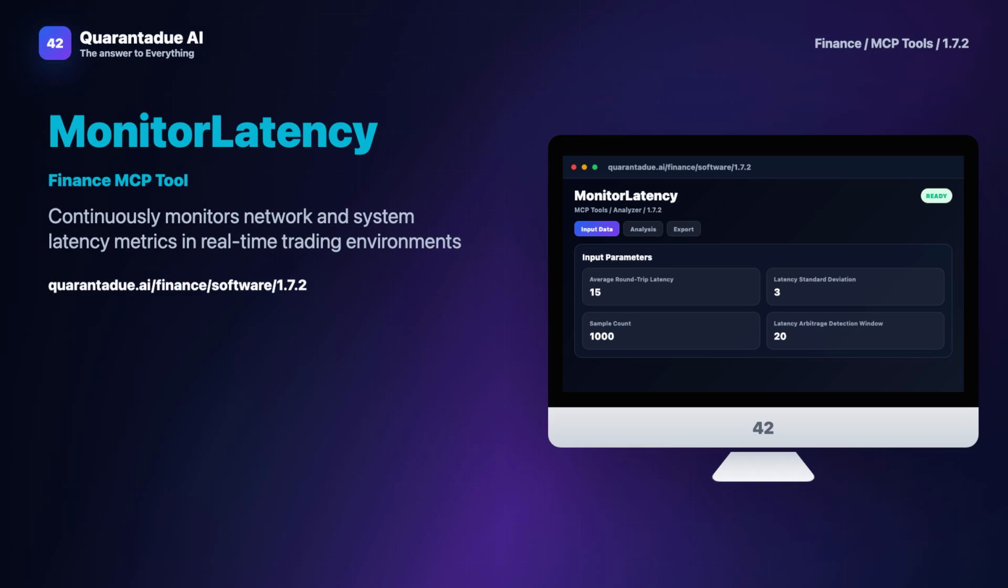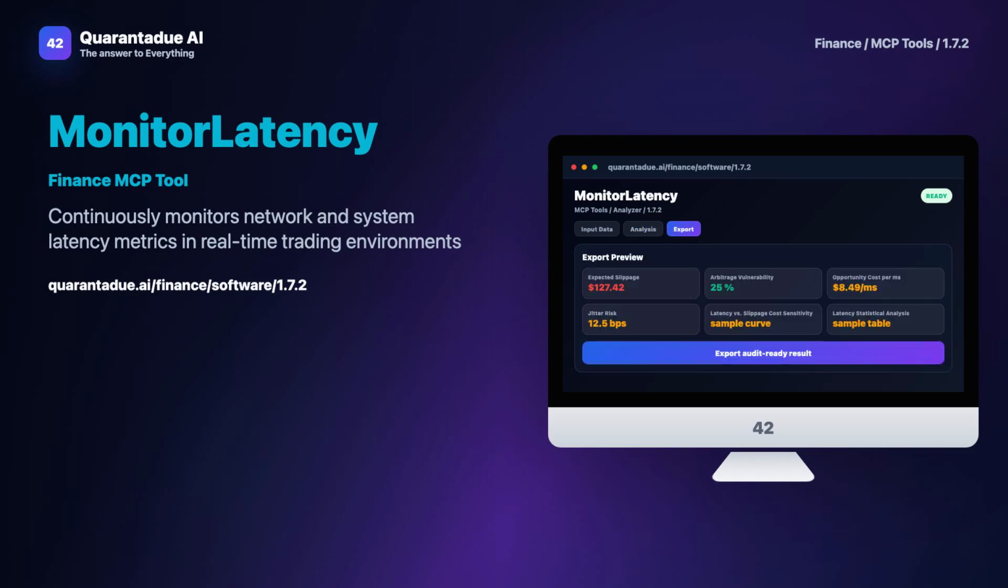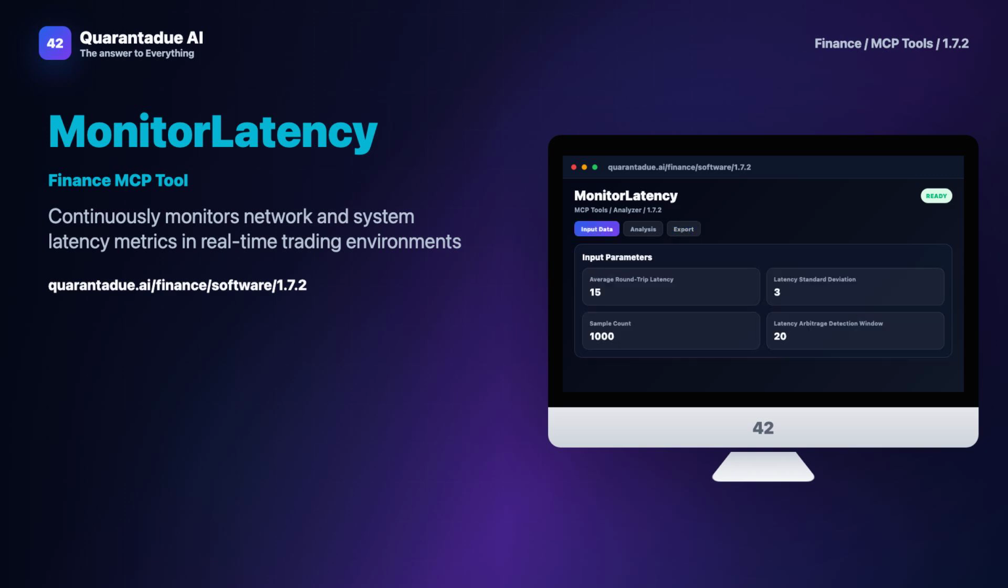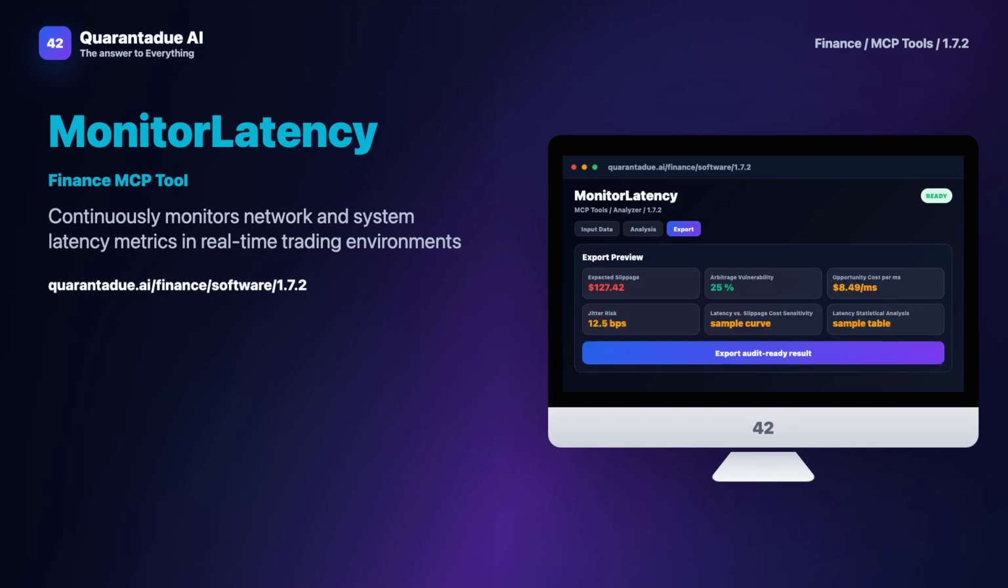In the high-stakes world of finance, latency is the silent killer of profits, but most firms are flying blind when it comes to real-time monitoring. Today, I'll show you how MonitorLatency provides the clarity and control you need to turn latency from a threat into a measurable advantage. Let's start by understanding why this problem is so pervasive.